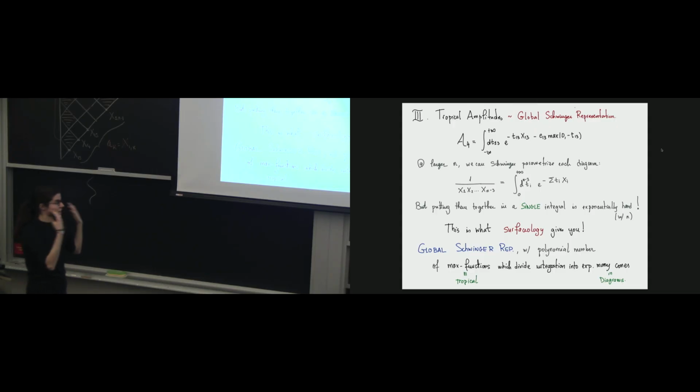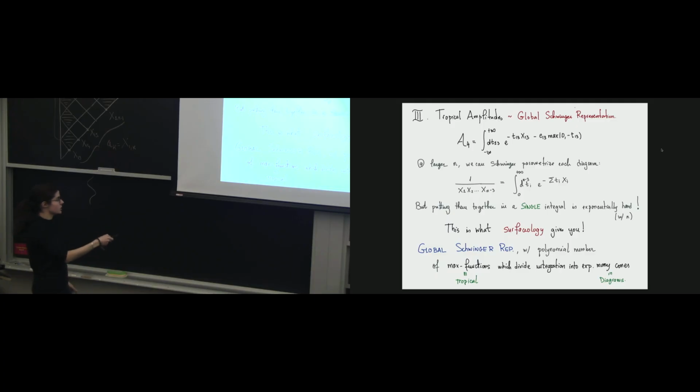Now, the output that we get from this new way of parameterizing the string amplitude is that in the low energy limit, they precisely give us such an integral. So they give us this global Schwinger representation, but the important point is that there's only a polynomial number of these max functions, which divide the space into exponentially many different cones. Basically, you have a polynomial number of these maxes that then gives you, in each different domain in T space, the Schwinger parameterization of exponentially many different diagrams. And that's the sense in which you've gained something.